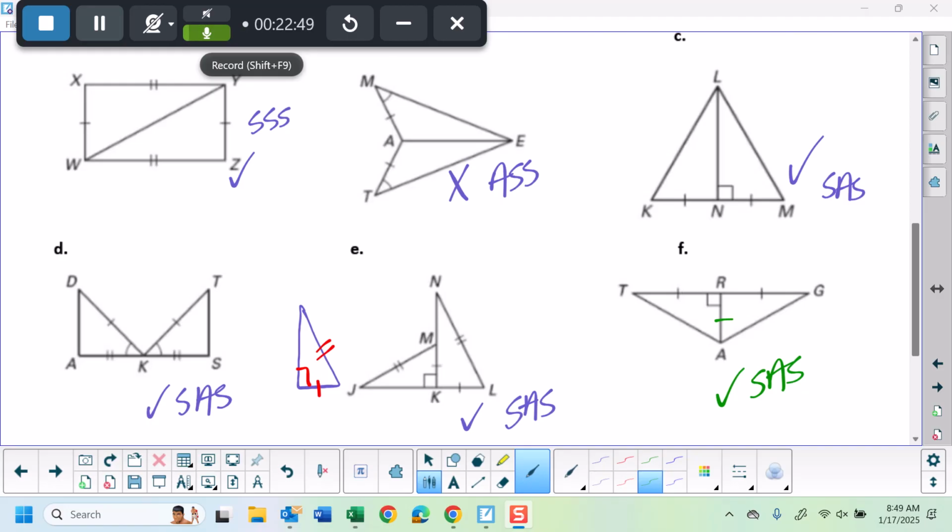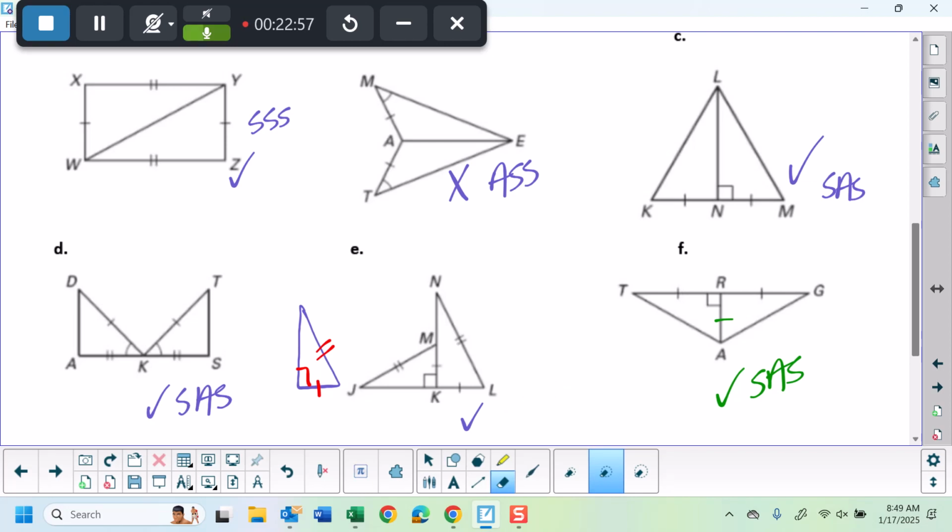But, oh, I don't think that's right. Hold on a minute. No, wait a minute. That's a smarty for sure. That looks like hypotenuse leg to me, right? Yeah. We like that better.